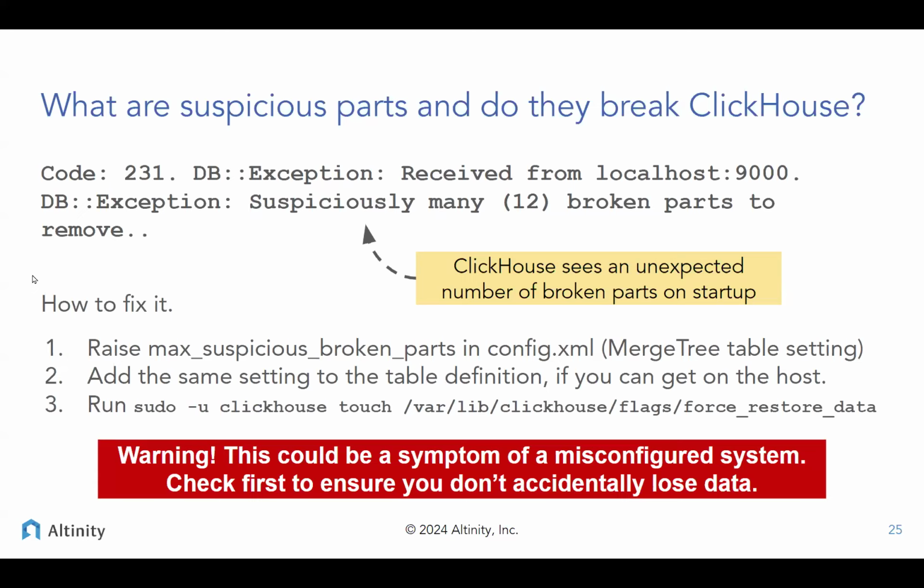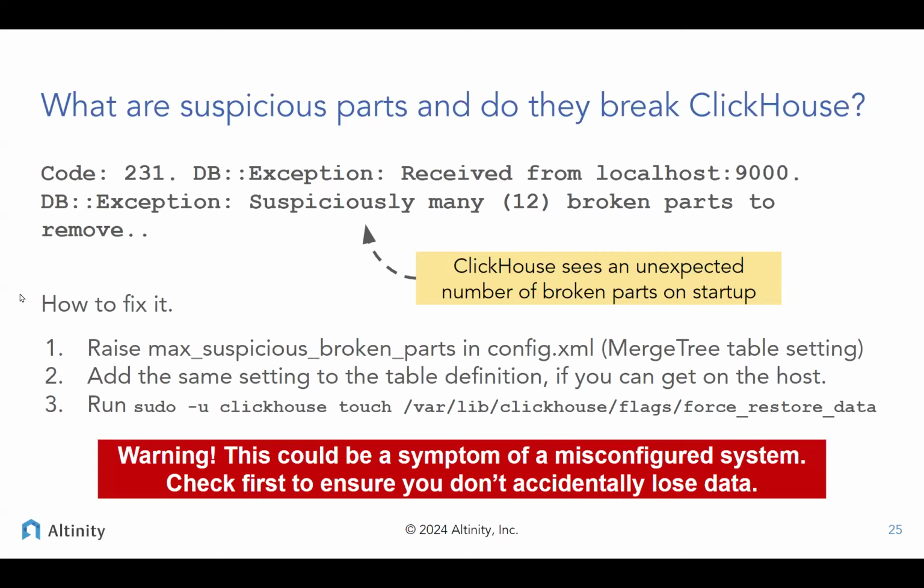So the first thing you want to do when you see this problem is check to make sure your configuration is okay. If you haven't changed it recently, you're probably fine. In which case, there's a variety of ways that you can get past this. There's a merge tree setting called max suspicious broken parts, and you can just make it a big number. That will let ClickHouse come up. You'll end up with a bunch of detached parts, but at least your system will come up and then you can start to poke around and fix it.